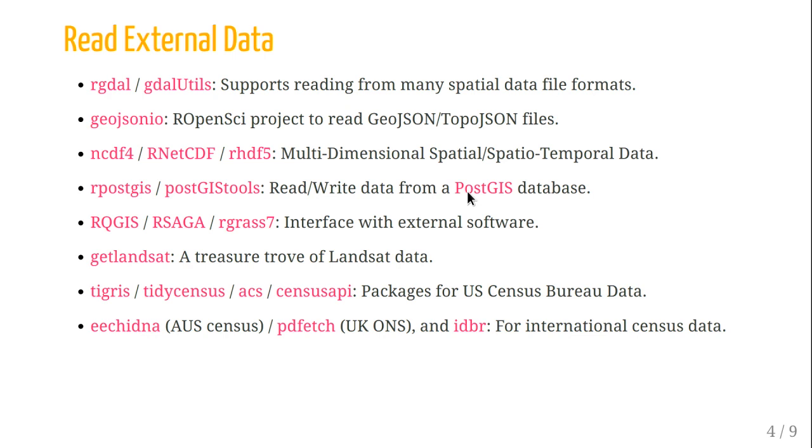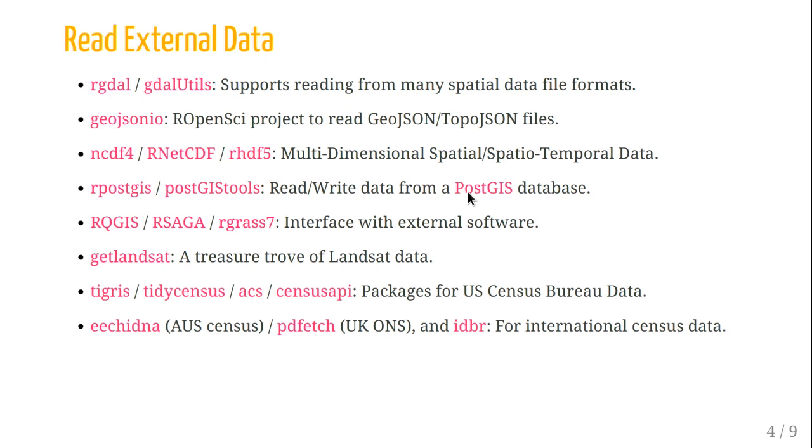The fourth option is when you have data stored in external databases. PostGIS is an extension to Postgres, which is an RDBMS SQL database. It is probably, I would say, the number one choice for storing spatial data in databases. There are a lot of other options, like even MySQL has a GIS option, but PostGIS is probably the number one, right? So rpostgis and PostGIS tools can read and write data from a PostgreSQL database.